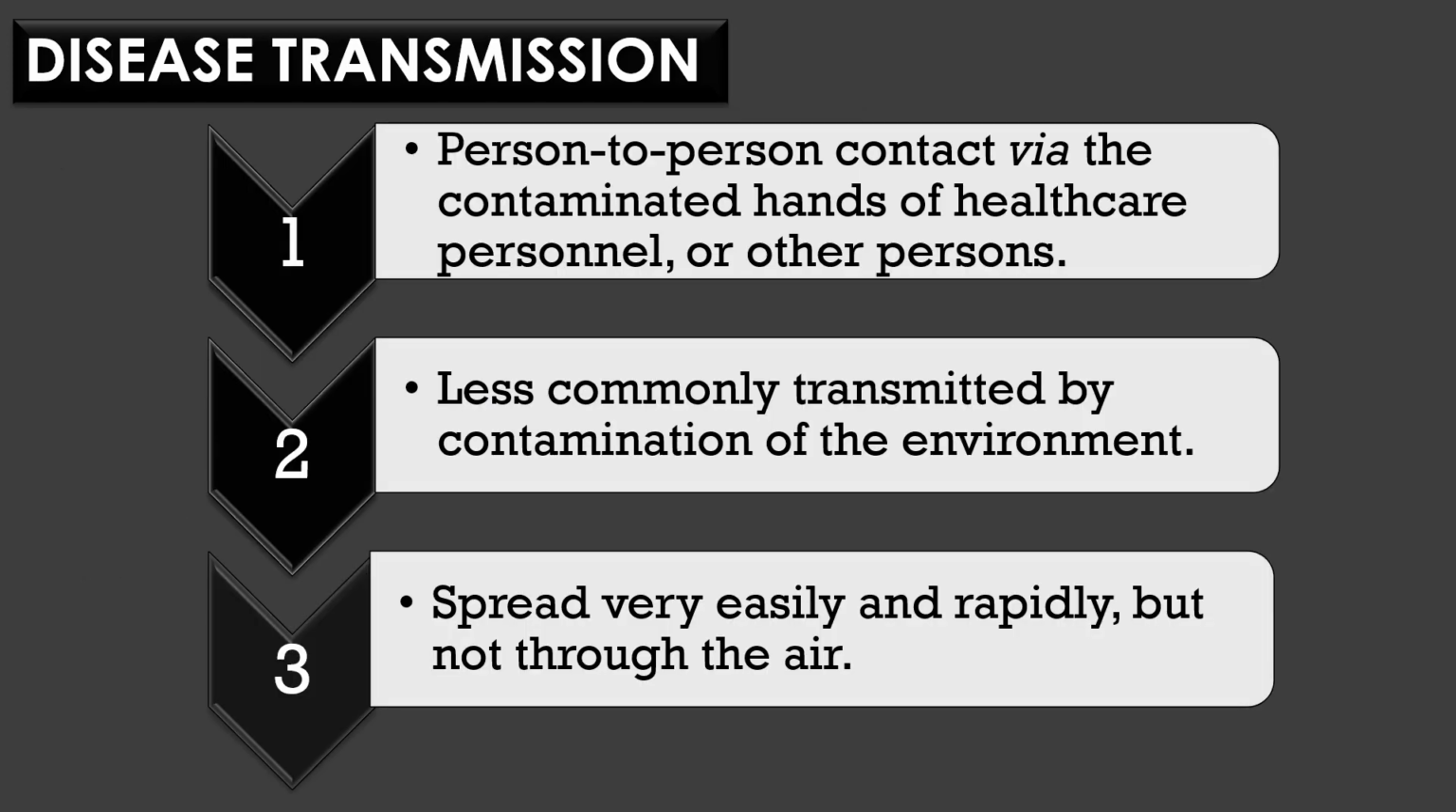It was first described in 1882 by German microbiologist and pathologist Karl Freilander. Disease transmission of Klebsiella pneumoniae. Klebsiella pneumoniae can be spread through person-to-person contact via the contaminated hands of healthcare personnel or other persons. Klebsiella pneumoniae is less commonly transmitted by contamination of the environment, and Klebsiella is spread very easily and rapidly, but not through the air.